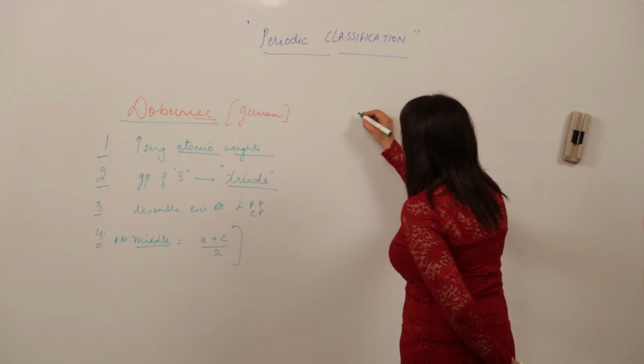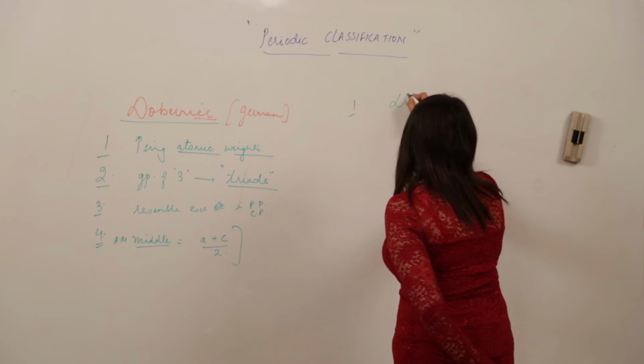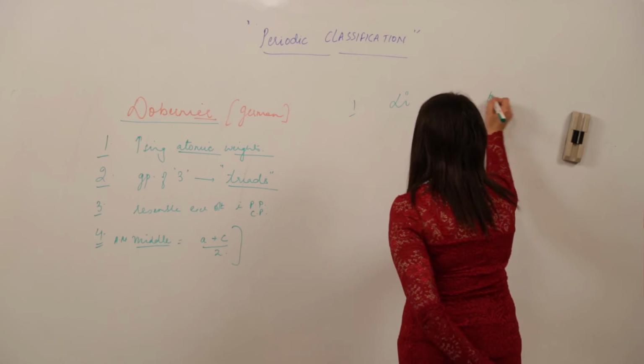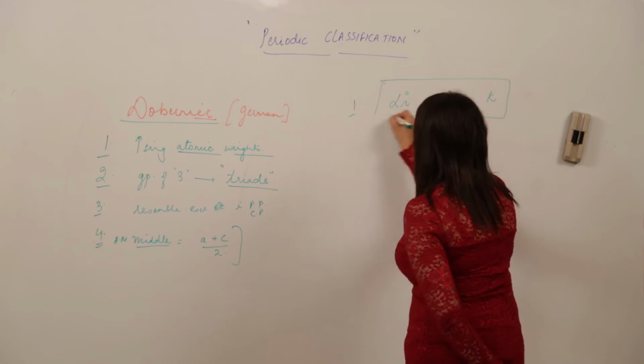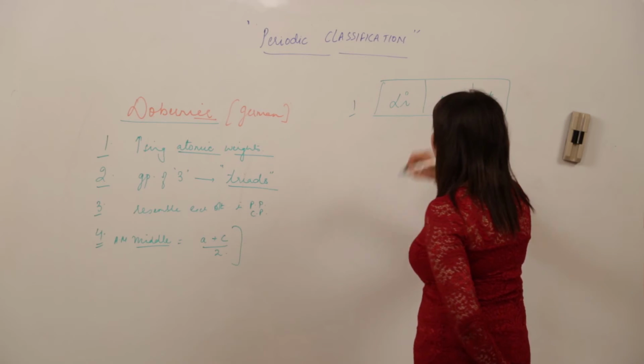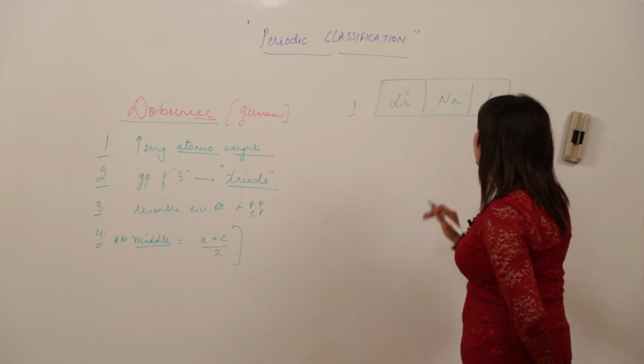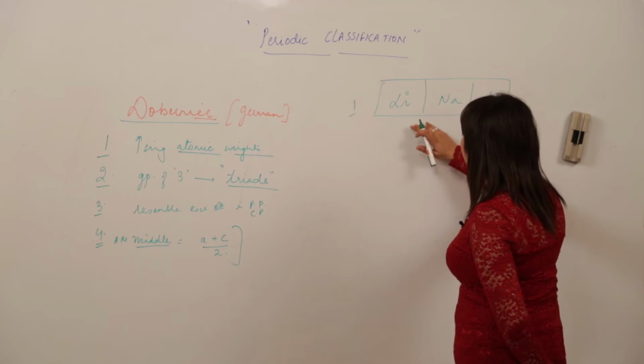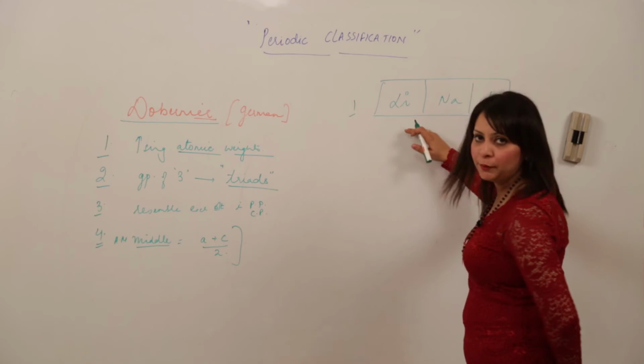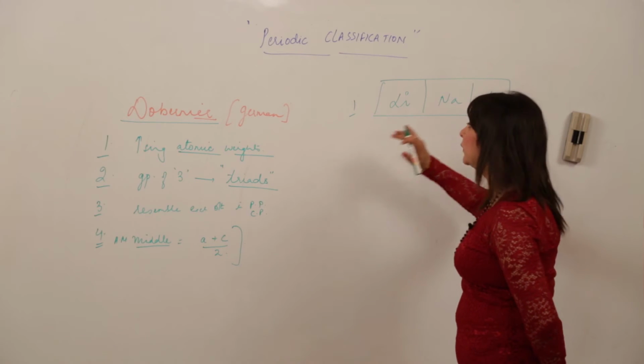For example, the first triad he made was lithium, sodium, potassium. See, this is how you will represent the triad, that means a group of 3 elements. All these criteria will be fulfilled by the triad. Now how it is fulfilled, just look at the board.